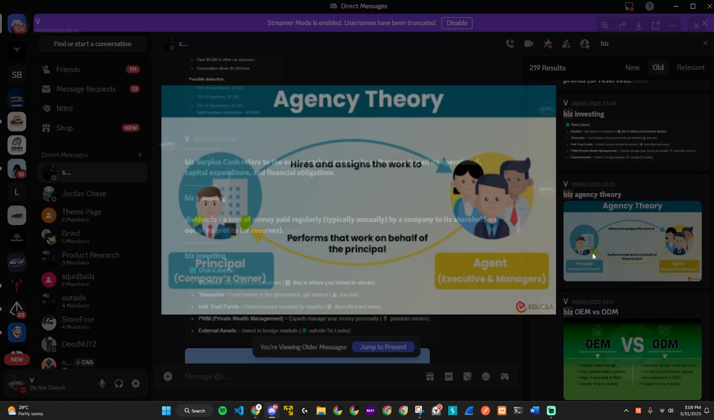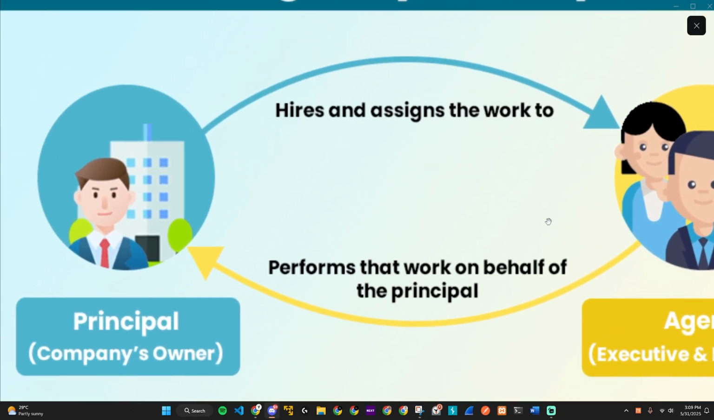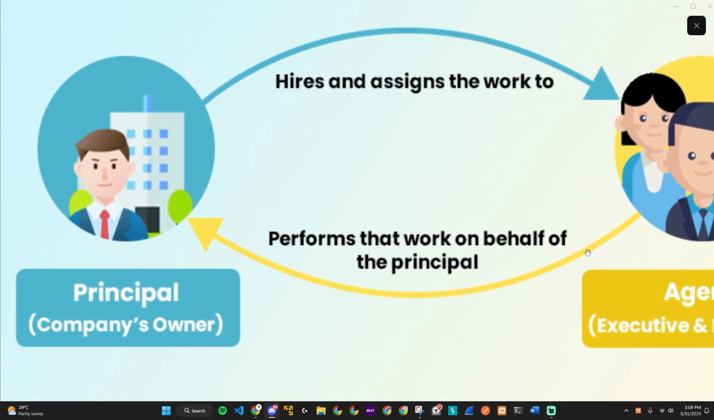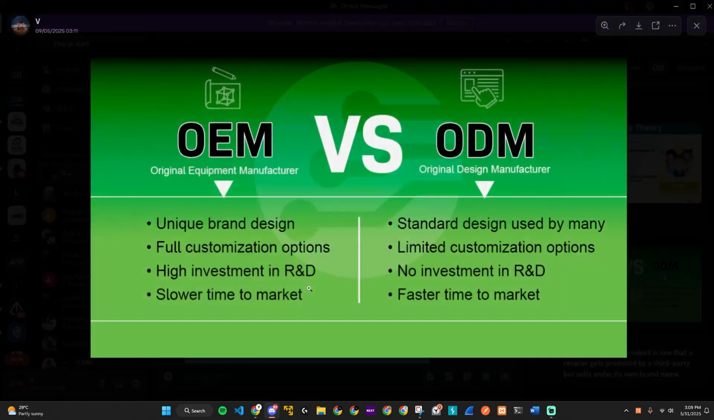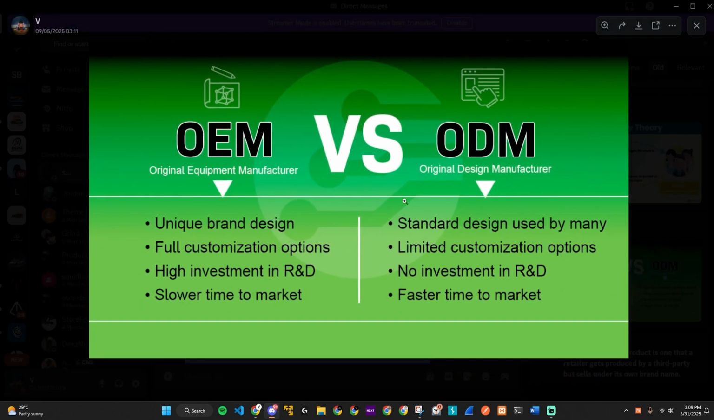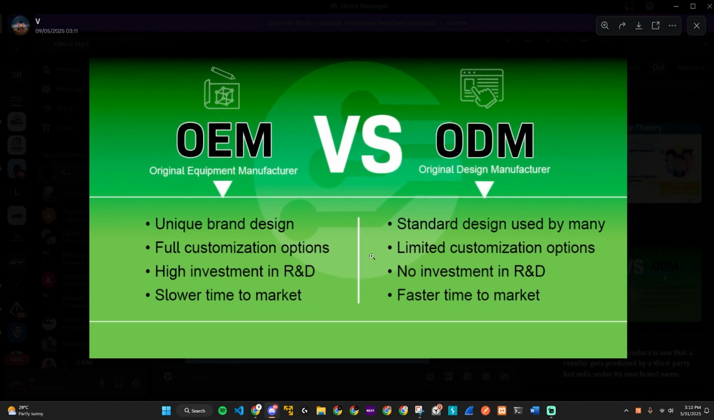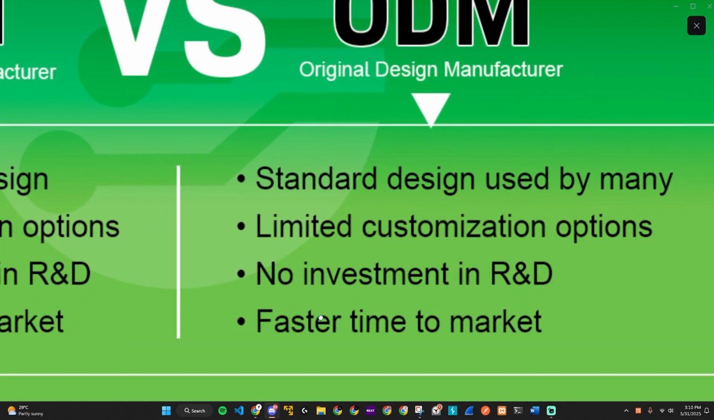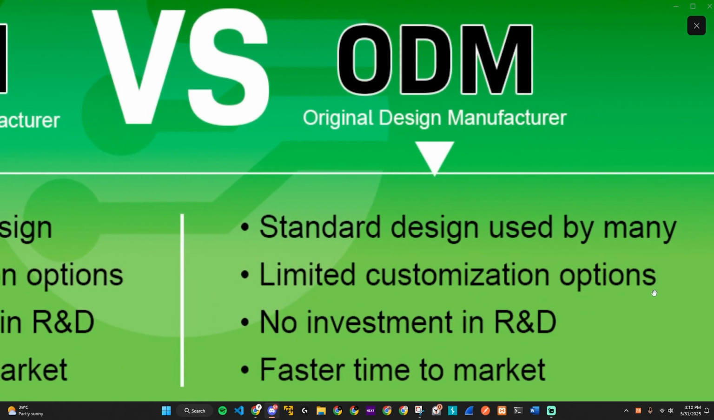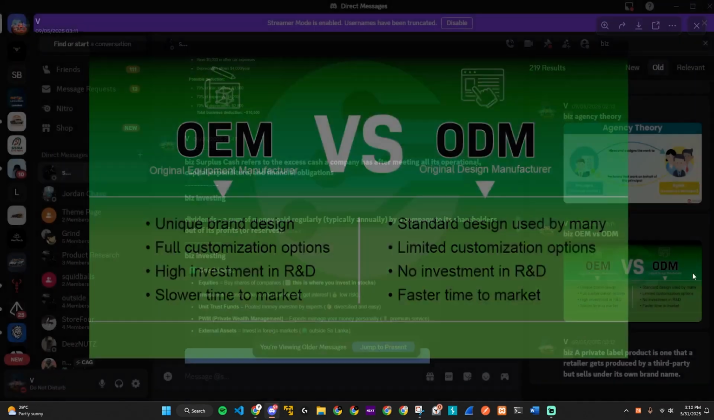Okay. Agency theory hires and assigns work to agents, right? And they perform on behalf of the principal. It's like the CEO. Original equipment manufacturer, original design manufacturer. So this is like brand design, full customization, high investment research and development, right? Faster time to market, customization options, standard designs used by many, right?